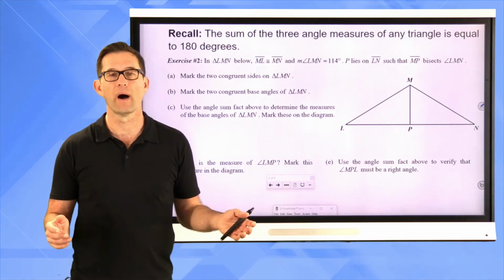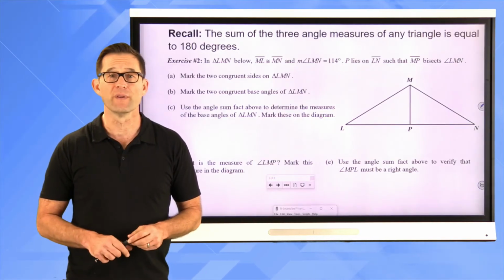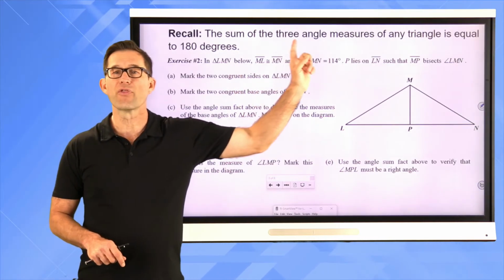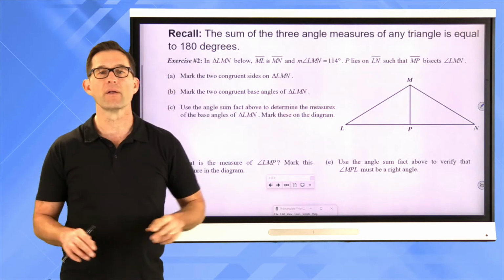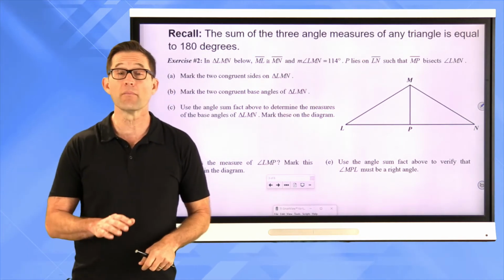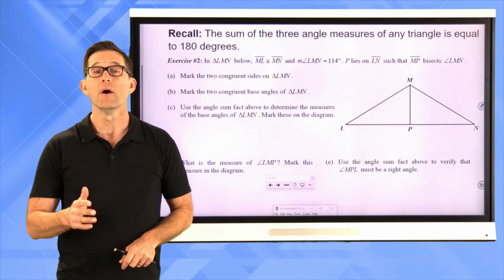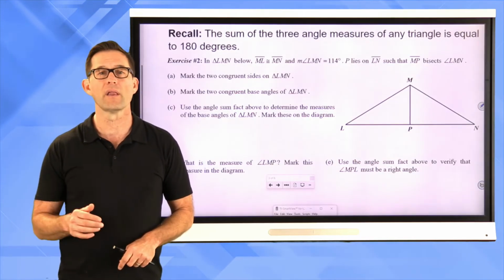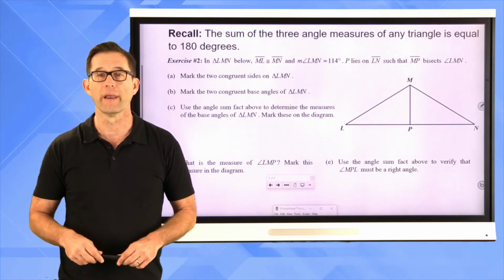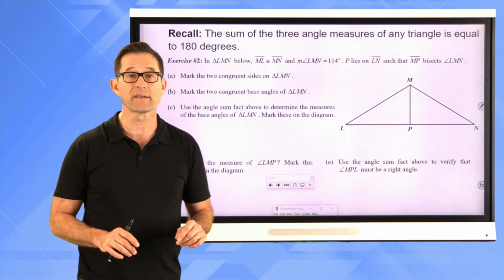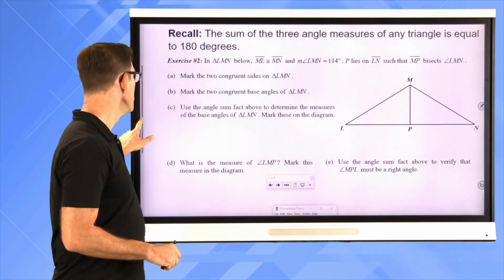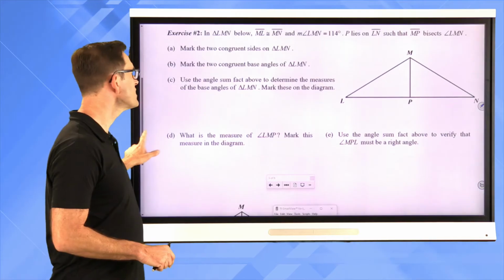Now, before we move on, let's recall a fact that you learned in middle school and you've been using for a while, and we will eventually prove in this course. The sum of the three angle measures of any triangle is equal to 180 degrees. It's a remarkable property in geometry, and we will prove it when we look at parallel lines later on. But for right now, we're going to take it as a fact, and use it to find some missing angles.